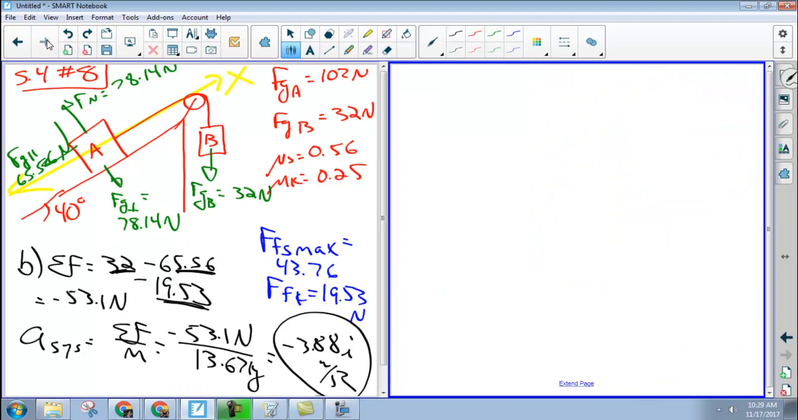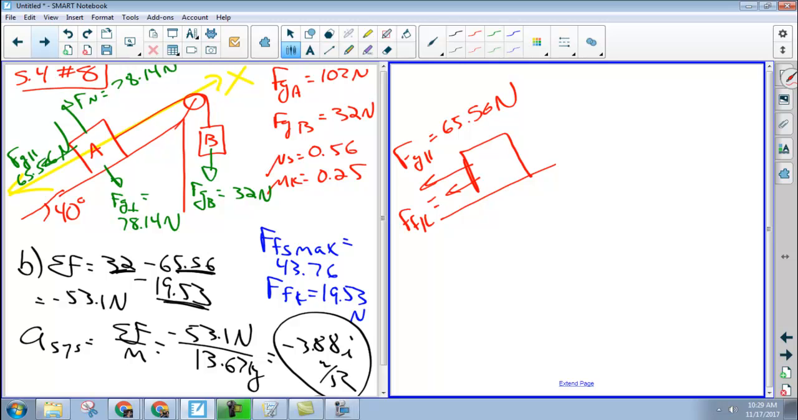Okay, so let's look at block A. This is the harder choice, but we can do it anyway. So what forces act on block A? Well, there's F_G parallel, which is 65.56 newtons, right? It's going up the ramp, so friction's going down the ramp. So we've got a kinetic friction force of negative 19.53 newtons. And then we've got some amount of tension pulling it up the ramp.